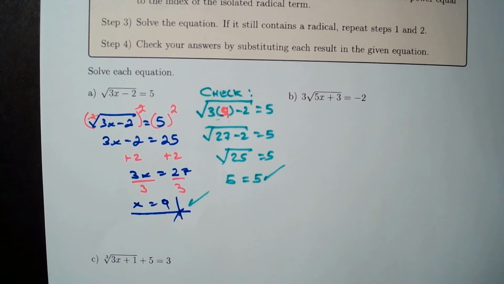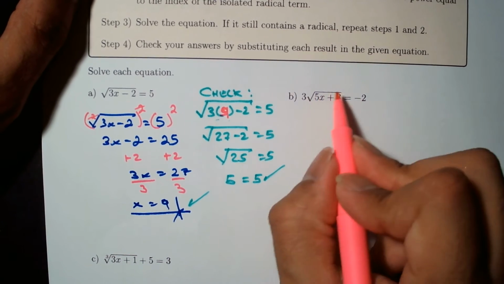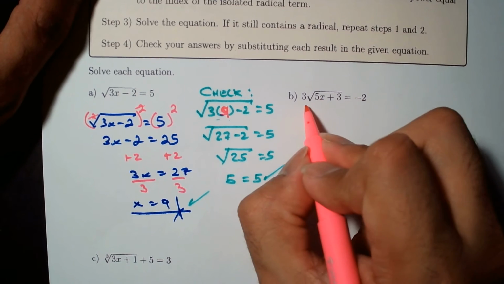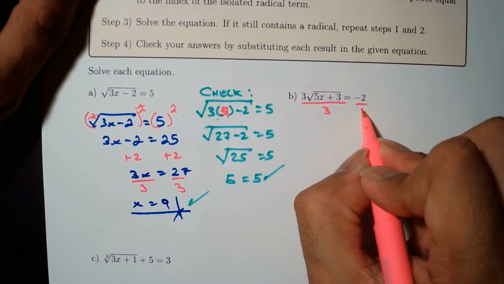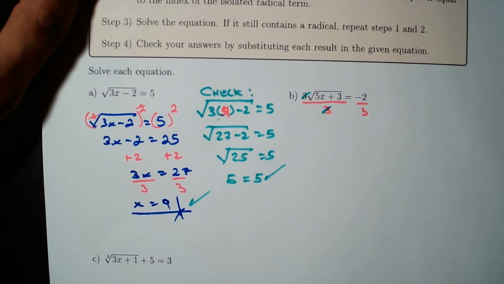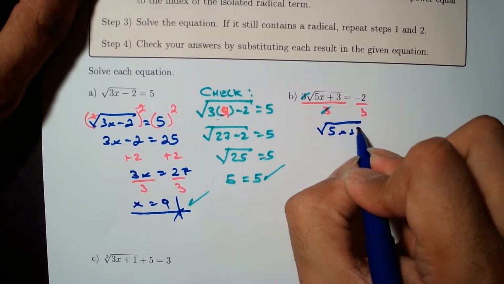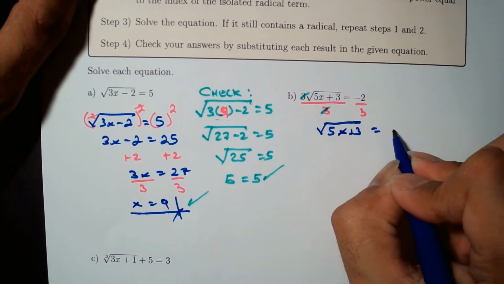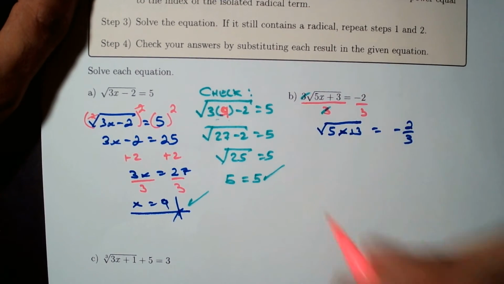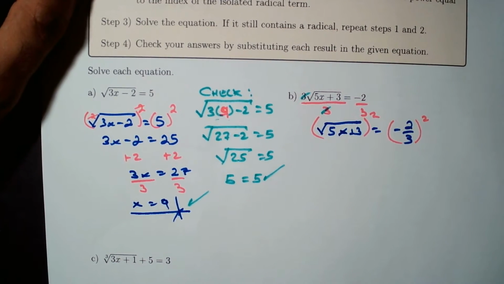Okay, let's go about letter B. For letter B, notice the radical is not isolated properly. So what you want to do in this case is divide by 3, in order to get the radical by itself: the square root of 5x plus 3 equals negative 2/3. The next step is to square both sides and then solve.